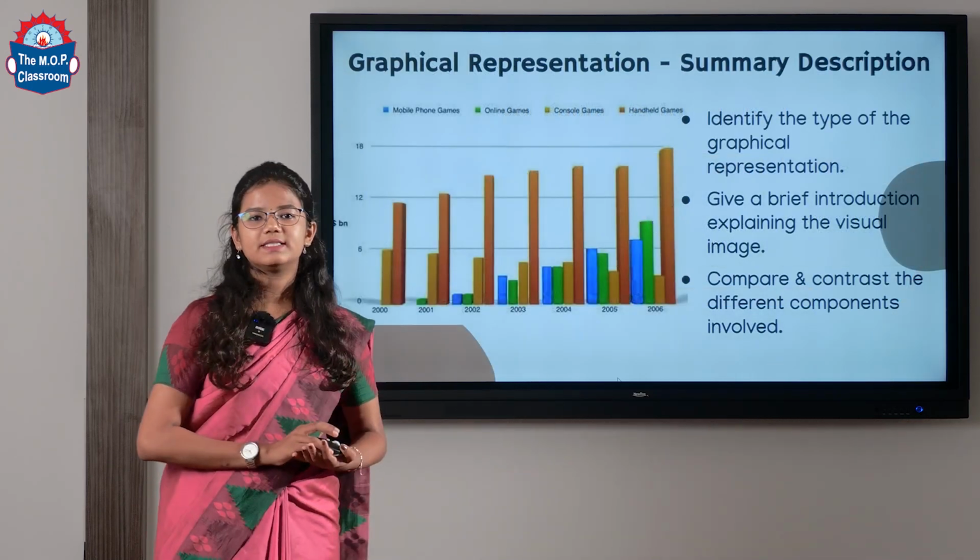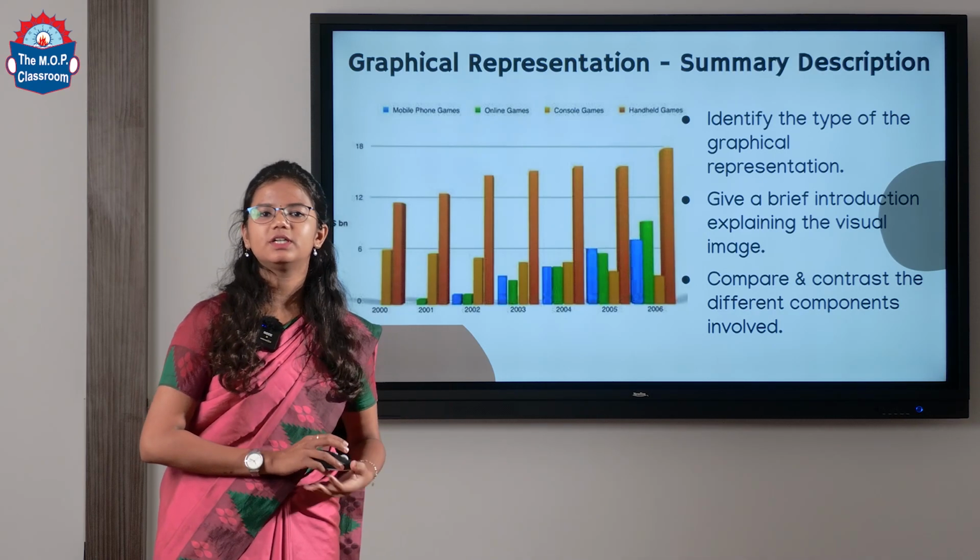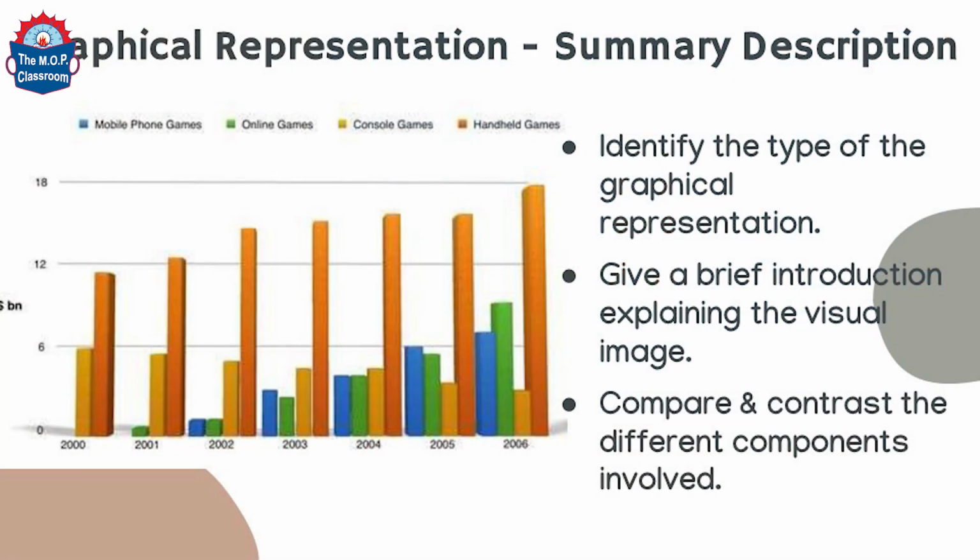Okay, now let us see how you can structure your answer better, how to properly write a summary for any graphical images that are presented to you. The first and foremost thing that you have to do is identify what type of visual image is given. Either it is a line graph, bar graph, pie chart, anything. You need to identify what that is and what it is representing.